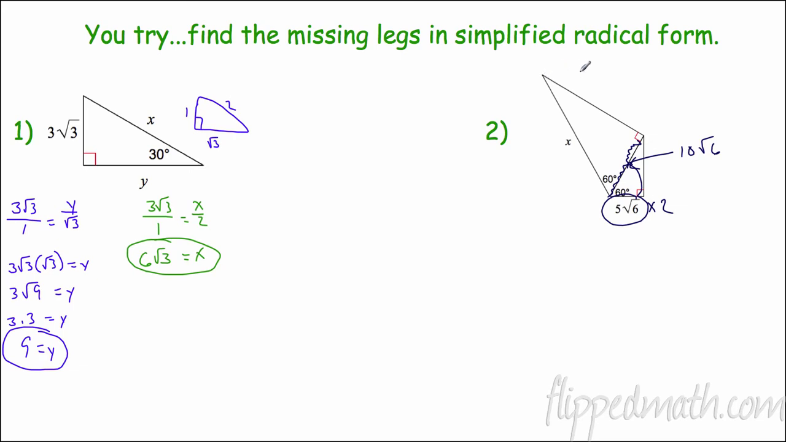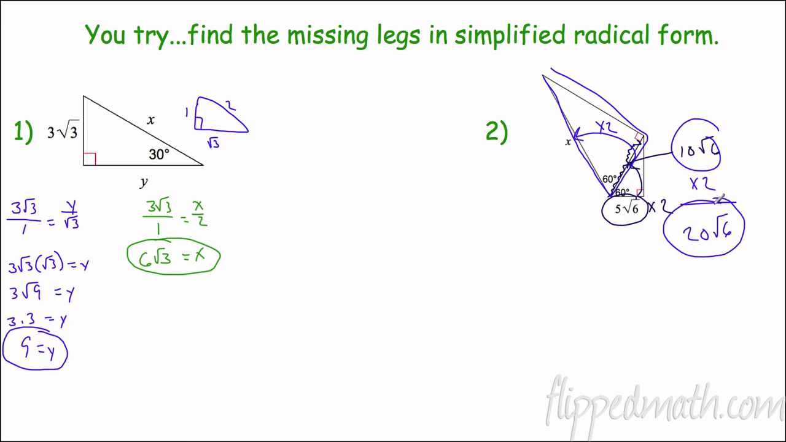So now I'm looking at just this big triangle, right? And what do I know about the big triangle? Well, this is the short side of the big triangle, and I want to go from the short side to the biggest side, so that's by multiplying by 2. So I take my short side, multiply it by 2, and I get 20 radical 6. And there you have it.